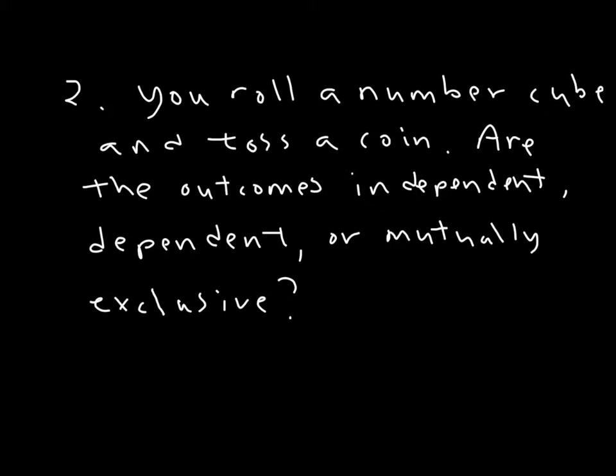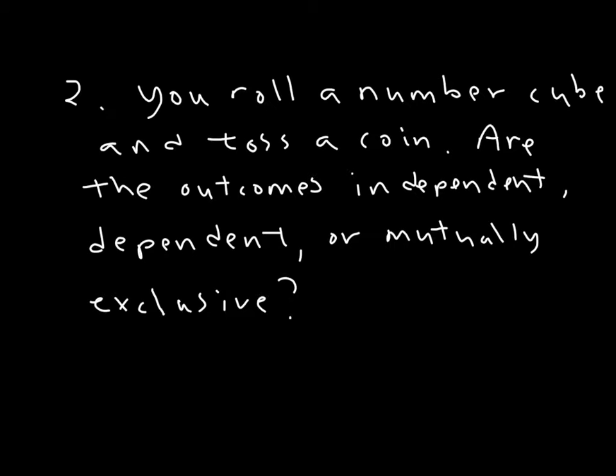Number 2, you roll a number cube and toss a coin, either one right after the other or at the same time. Are the outcomes of the 2 events independent, which means the outcome of one doesn't affect the outcome of the other? Are they dependent, where one outcome does affect the other? Are they mutually exclusive, where they can't happen at the same time?